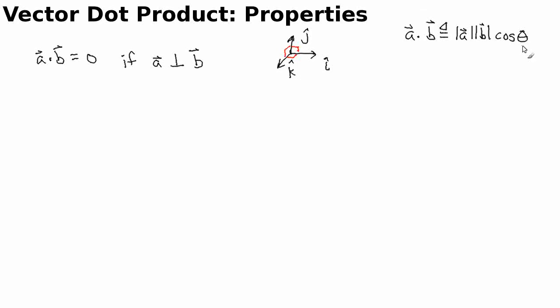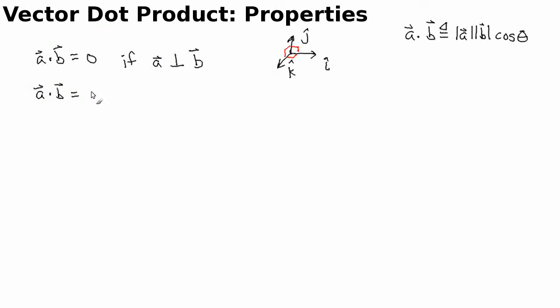So let's talk about some properties of the dot product that will be useful in our computations. First, we have that A dot B is going to be 0 if A is perpendicular to B. If we recall an orthogonal basis like ijk, where the angle between each of the unit vectors is 90 degrees, then from the definition, where we have cosine theta, we know that we're going to end up with 0 because cosine of 90 is 0.